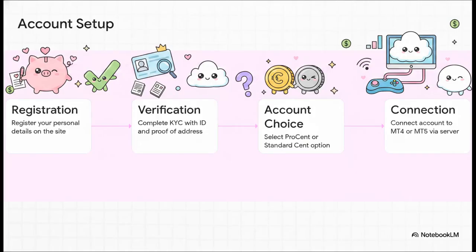And getting started is lightning fast. It's just a simple 4-step checklist. First, registration with your basic details. Second, standard KYC verification. Third, account selection. And right here is where you want to make sure you specifically choose the Pro Cent or Standard Cent option. And finally, platform connection, where you hook up to MT4 or MT5. Boom. Just like that, you are in the market.